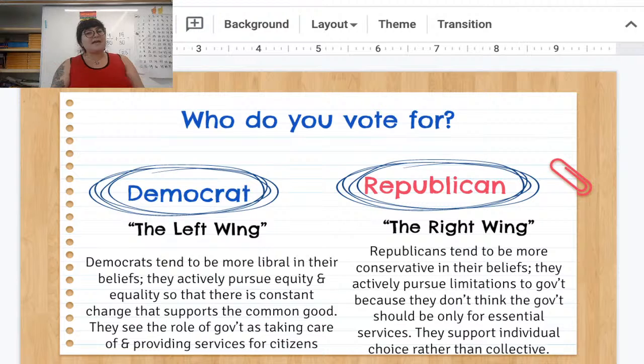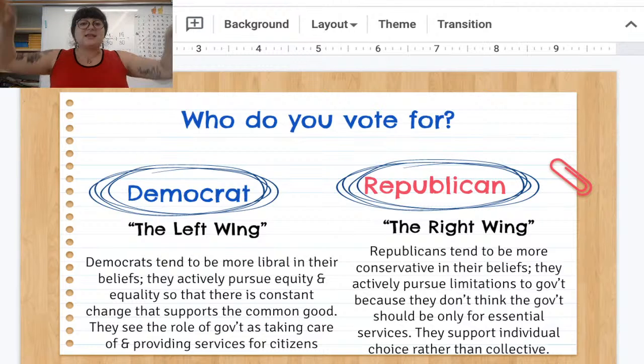Now, Republicans tend to be more conservative in their beliefs. And what I mean by conservative is they really don't think that the government should be involved in making choices for its citizens. They don't want the government involved in their lives. They often think that the government's role is just for essential services, and that they really put the individual's choice above the collective of a whole community.